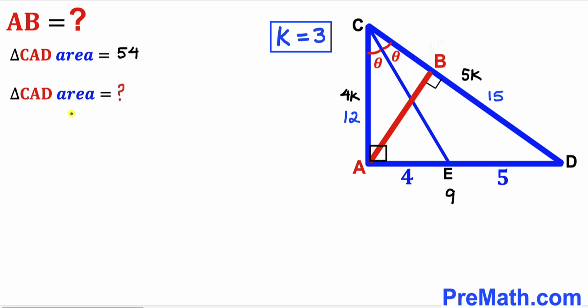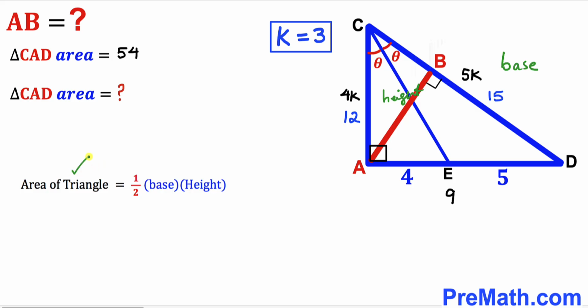And here's our next step. Now we are going to calculate the area of this very same triangle CAD in a different way. This time let's assume that this is the base of triangle CAD, whereas this perpendicular AB is the height. We can see our base is 15. Let's recall the area formula once again: area equals a half times base times the height.